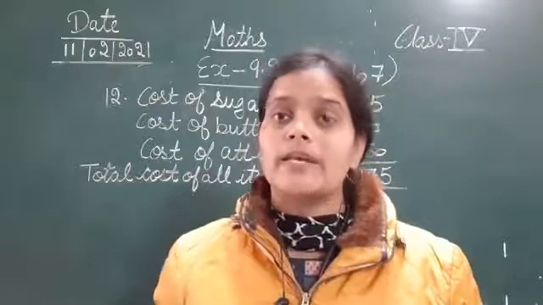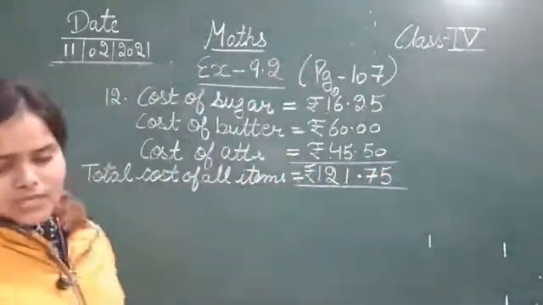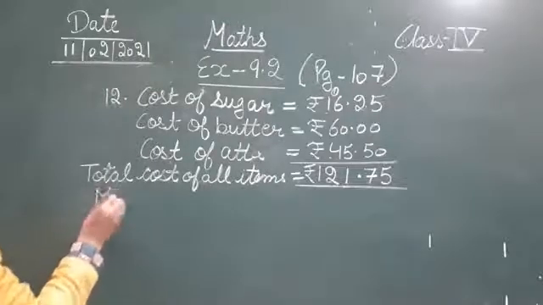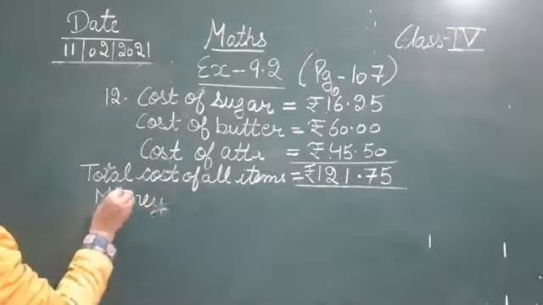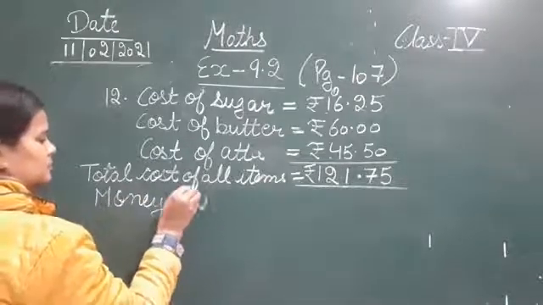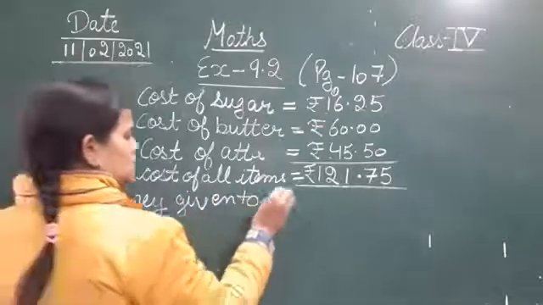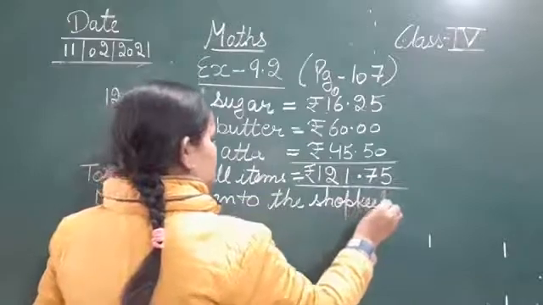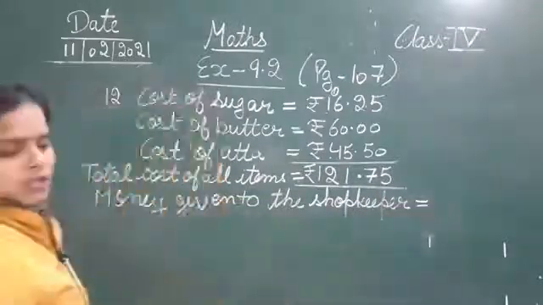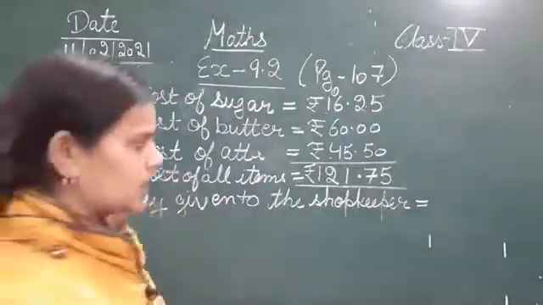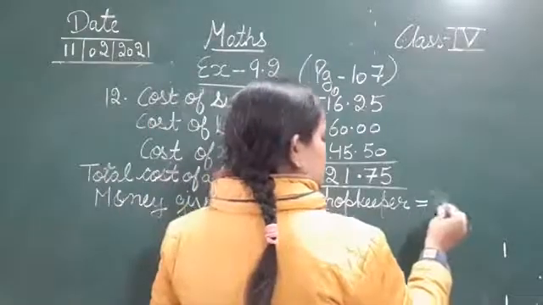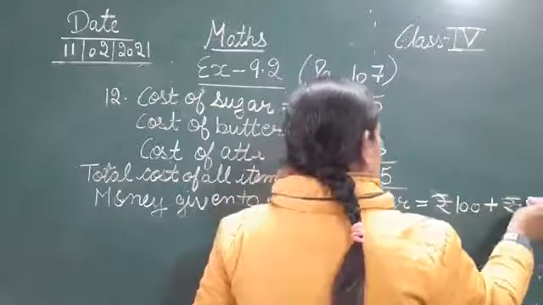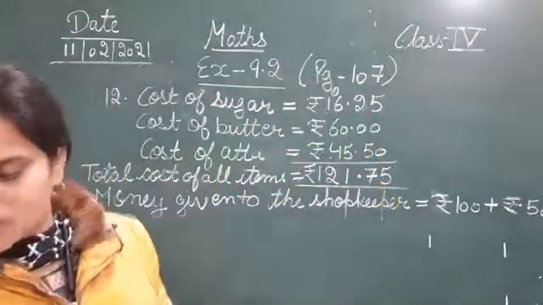So let's calculate the total amount that he had given to the shopkeeper. He simply gave one note of 100 and one note of 50. So money given to the shopkeeper is, that is a 100 rupee note and a 50 rupee note, that is rupees 100 plus rupees 50. This is the amount that he has given to the shopkeeper.